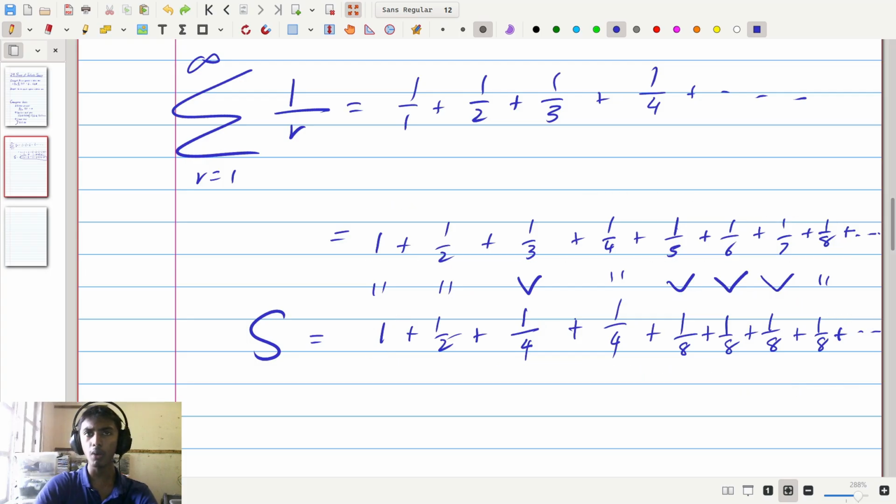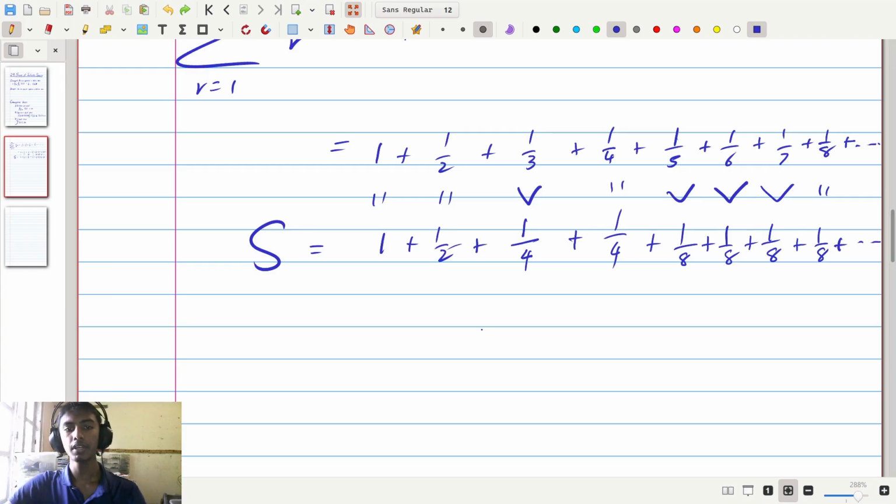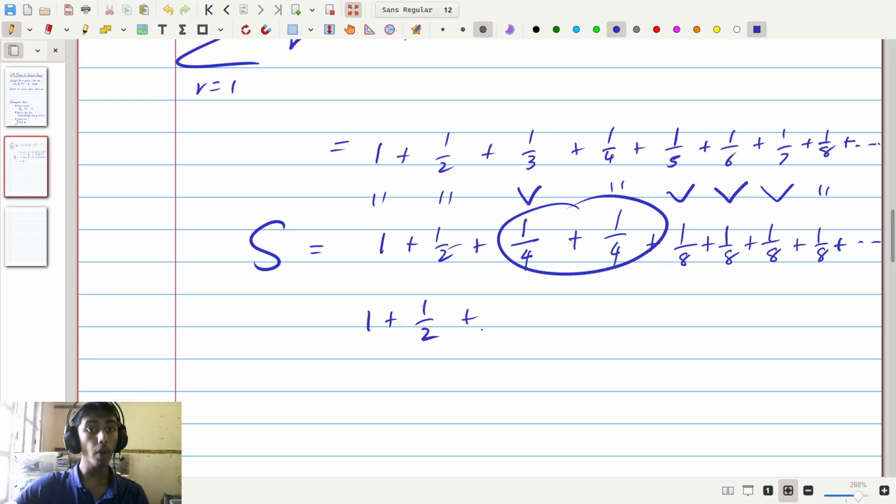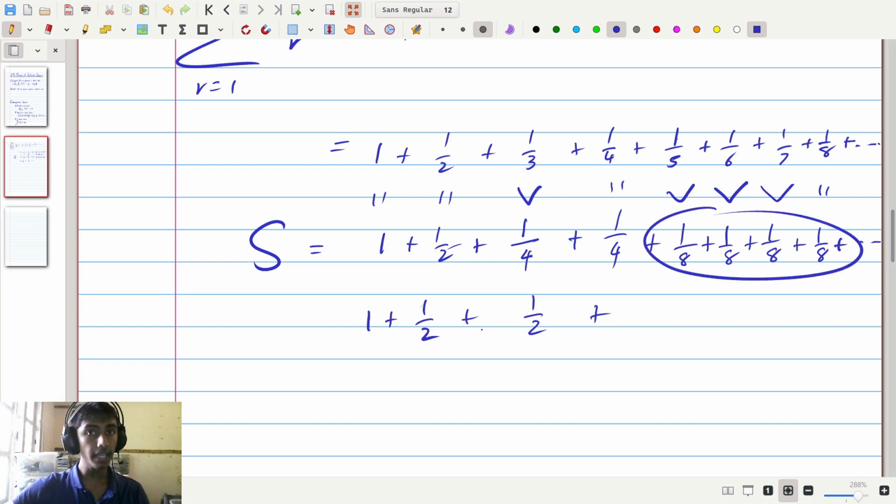Now, consider this sum on the bottom. Here we have a 1. We also have a half. We also have 2 1/4s. If you add the 2 1/4s together, you get a half. We also after that have 4 1/8s. If you add the 4 1/8s together, you get a half.